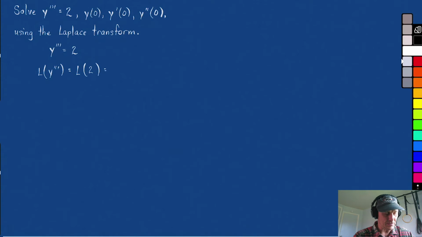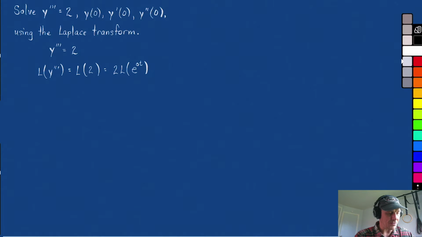And let's think of a constant. This is really the same as saying 2 times the Laplace transform of 1. Well, 1 is e to the 0t. And let's keep that idea in mind.